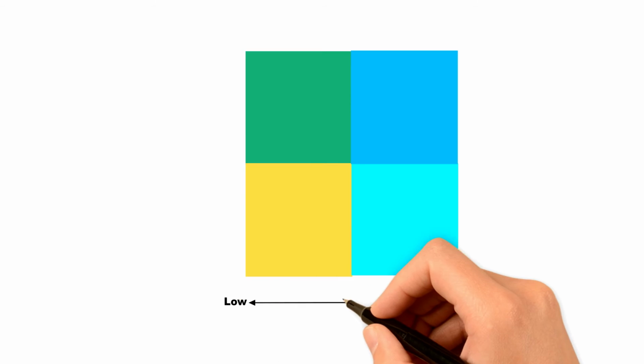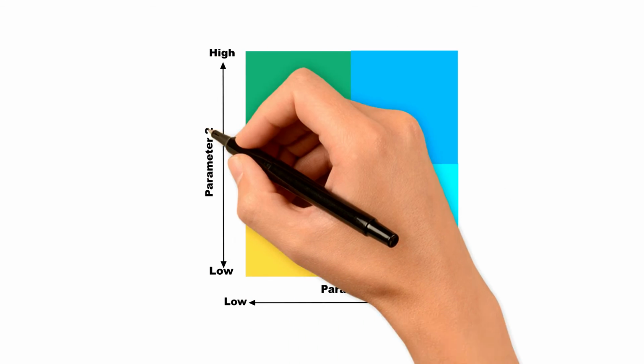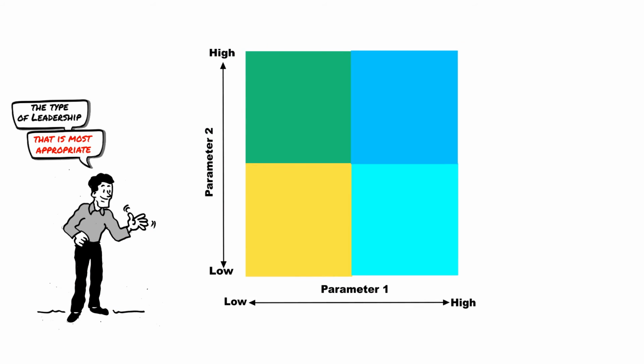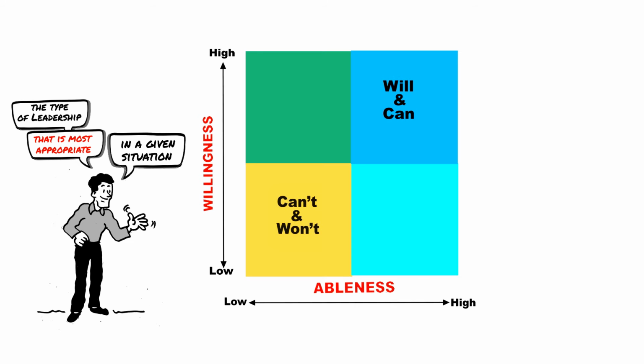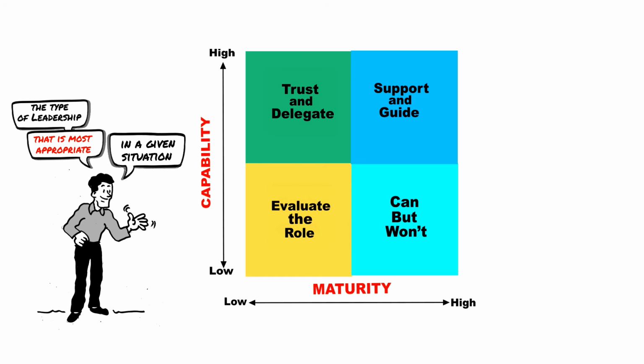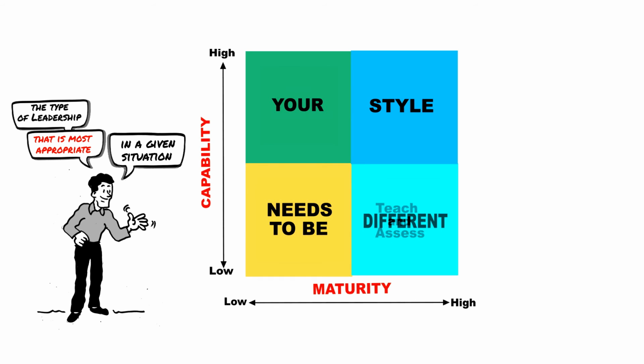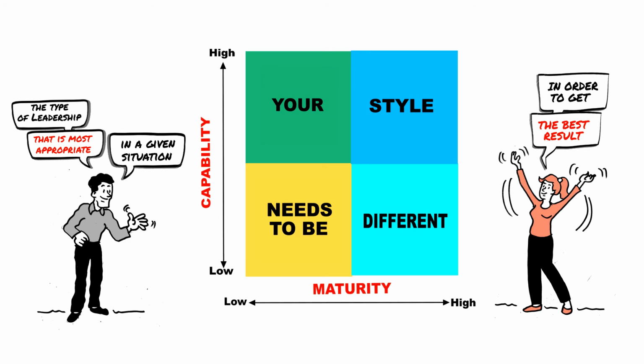Matrices plotting 2 different parameters are very useful when contemplating the type of leadership that is most appropriate in a given situation. For example, one can plot ableness against willingness in what is often known as a can or can't versus a will or won't matrix. Or, one of the scales might indicate maturity level and plot maturity against capability. In each of the quadrants, your style as a leader needs to be different in order to get the best result.